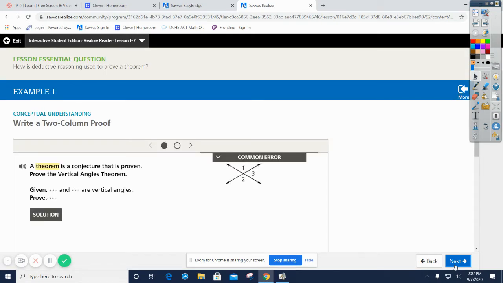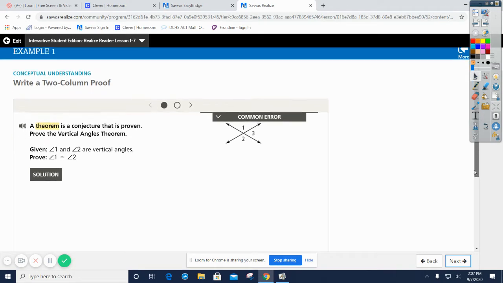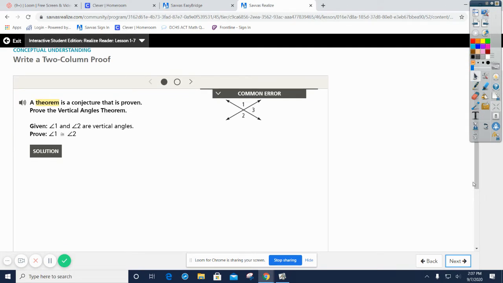Now, here's where we get into real proofs. It says write a two-column proof for this. So you write a proof of a theorem. A theorem is something that has to be proven. All right. A postulate, we're going to find out later, is something that does not have to be proven. It's assumed to be true. We'll look at that in another question.